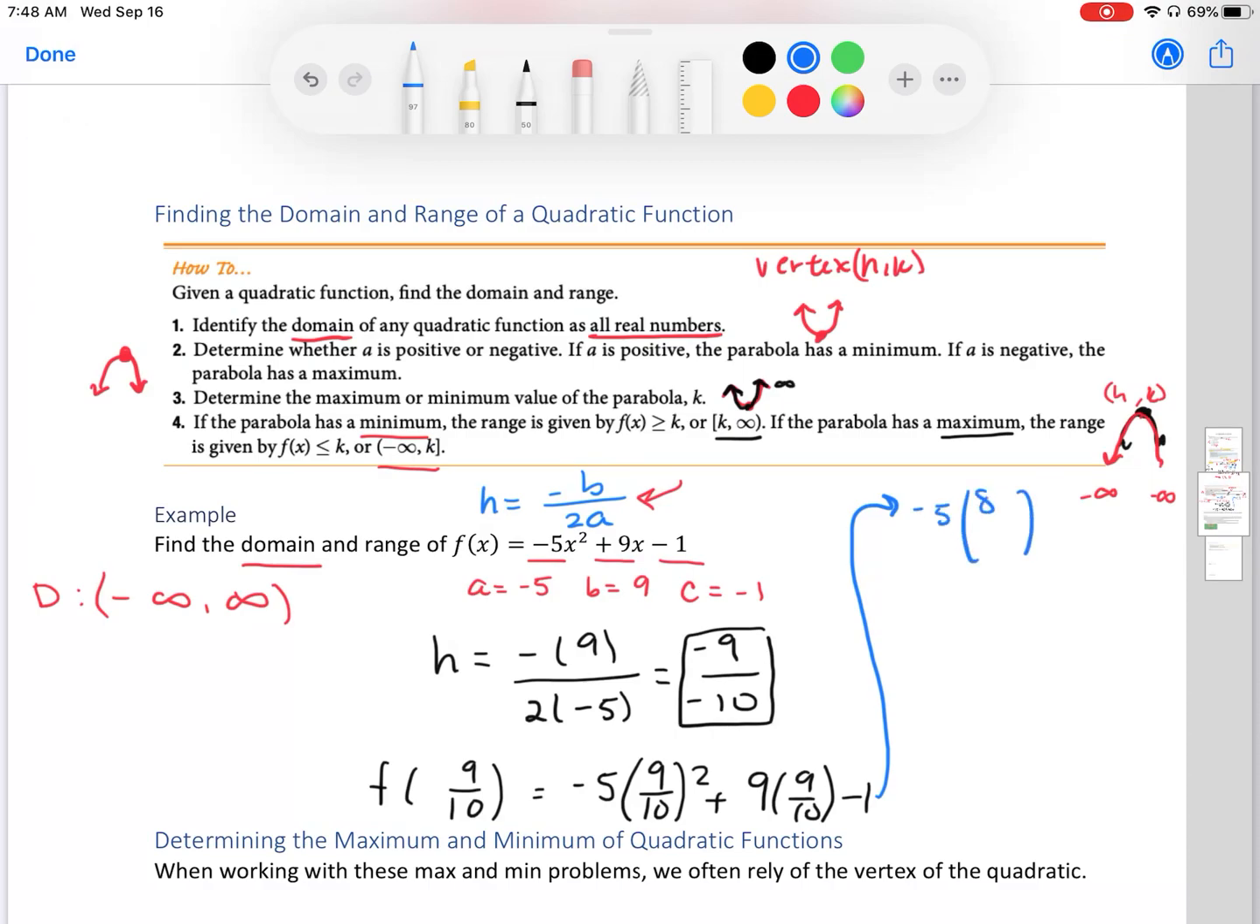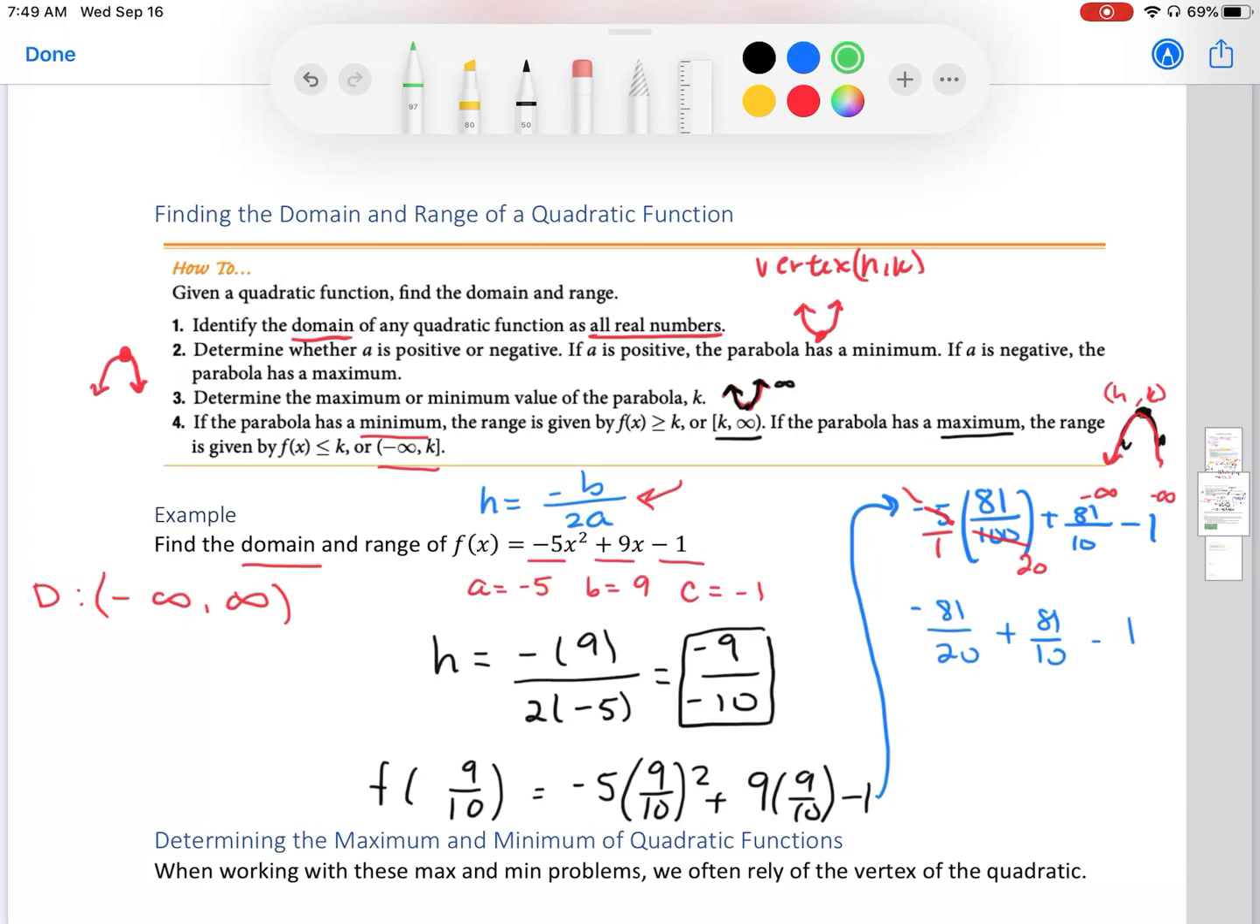9 times 9 is 81. 10 times 10 is 100. Plus 9 times 9 is 81 over 10 minus 1. There we go. Now we can cross cancel. So 5 goes into 5 once. 5 goes into 100 20 times. So we're left with negative 81 over 20 plus 81 over 10 minus 1.